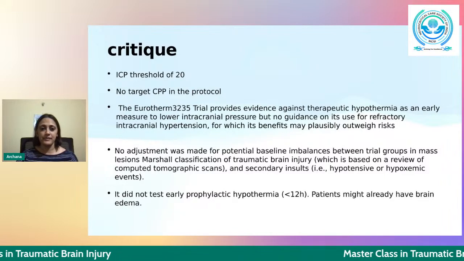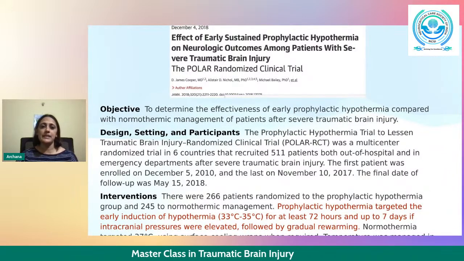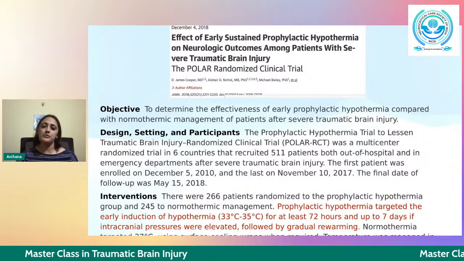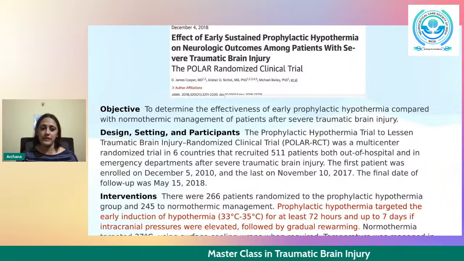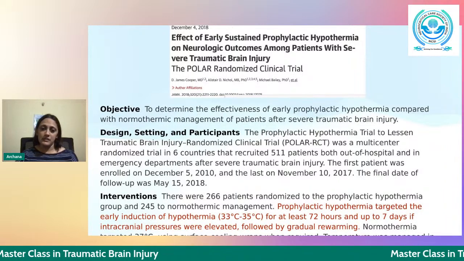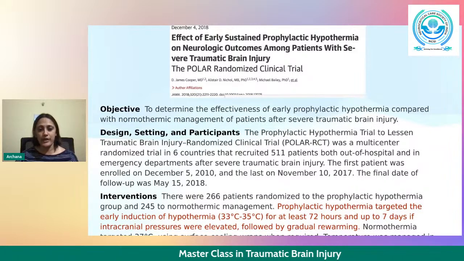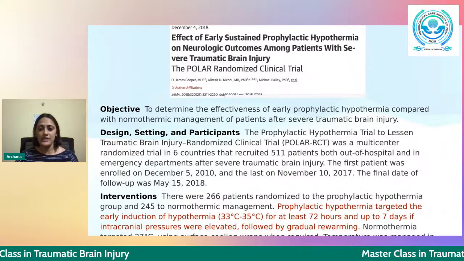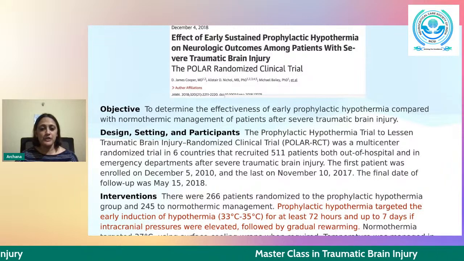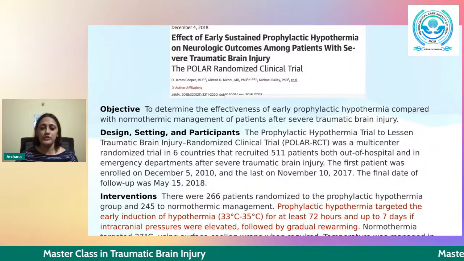results. Now, coming to the POLAR study, that is the effect of the early and sustained prophylactic hypothermia on neurological outcomes among patients with severe traumatic brain injury. Here, the prophylactic hypothermia targeted was early induction of hypothermia, that is 33 to 37 degrees, for at least 72 hours and up to 7 days if the intracranial pressures were elevated, followed by gradual rewarming, and the other group in which normothermia was maintained.